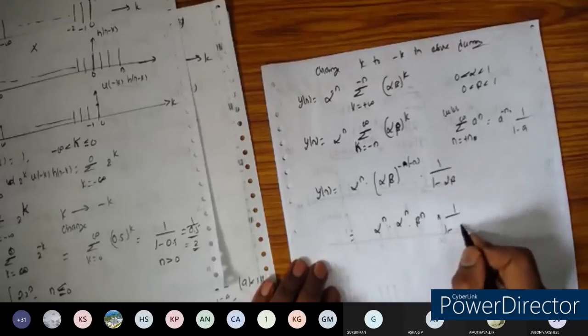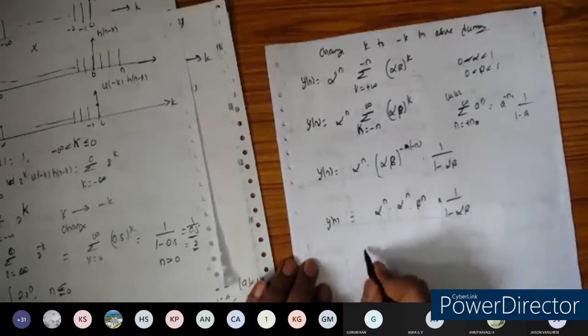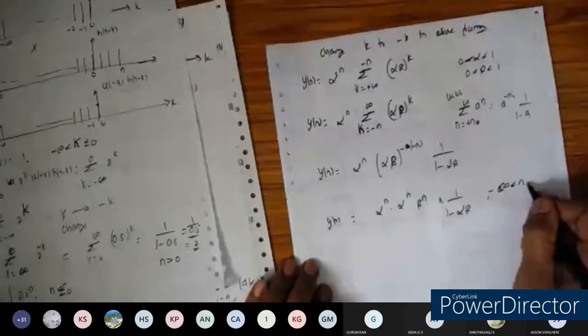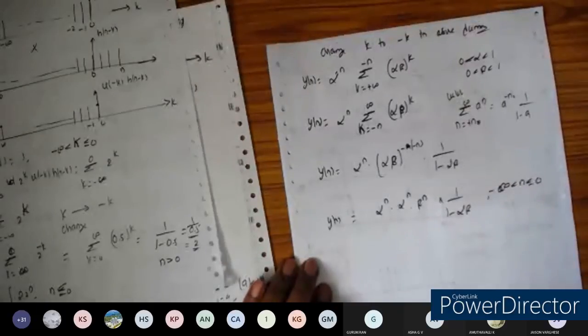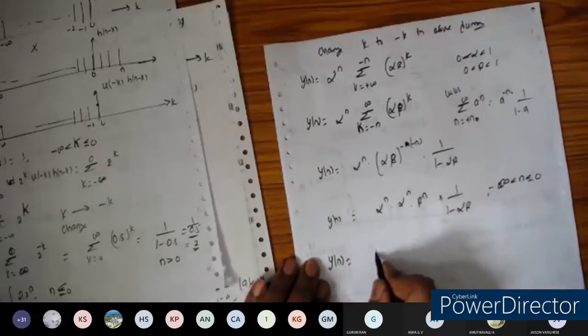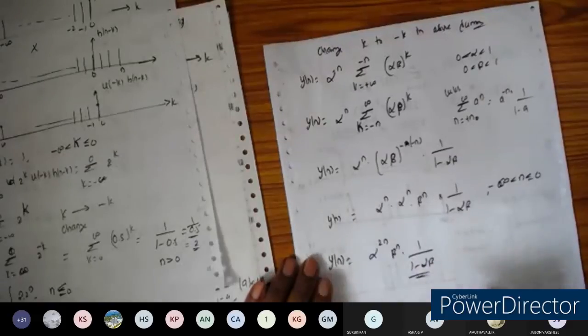So 1 divided by 1 minus alpha into beta will get here. So y of n, we can rewrite this one as, this is from minus infinity, k less than n, k less than or equal to 0. So let us rewrite y of n is equal to alpha to the power of n, alpha to the power of 2n into beta to the power of n. So 1 divided by 1 minus alpha into beta.